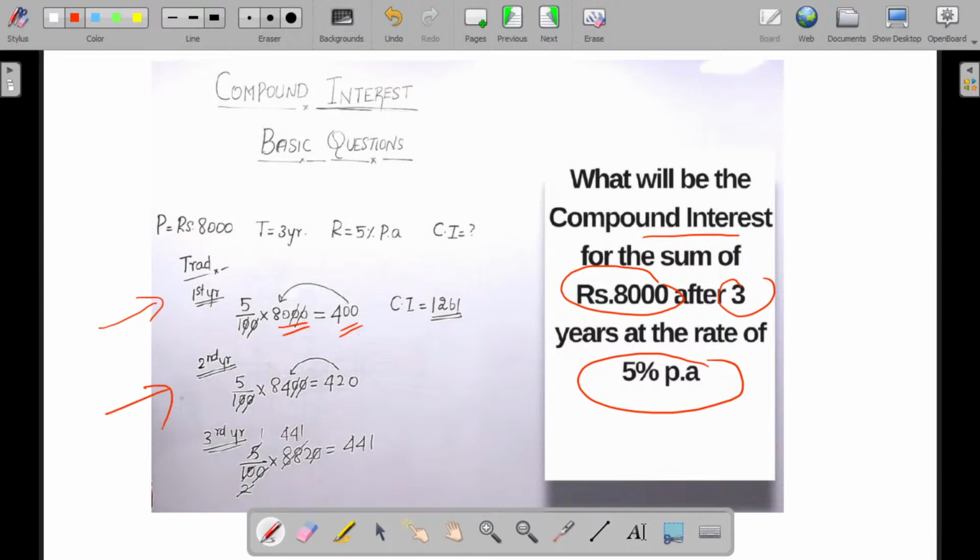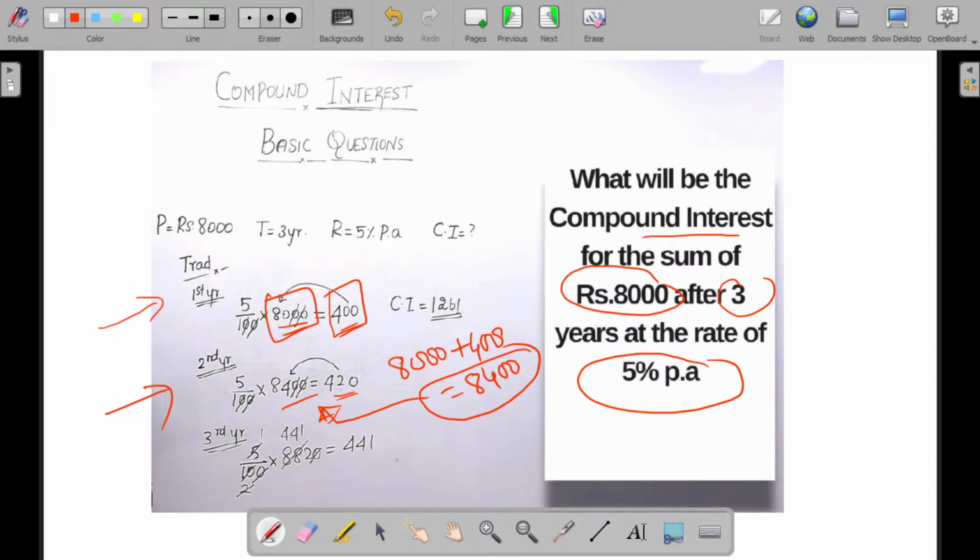In the second year, the principal amount for the first year is 8,000, and the interest is 400. So for the second year, the amount becomes 8,000 plus the interest, that is 8,400. That is your principal amount for the second year. We are calculating interest pay interest. So in the second year, 5% of 8,400 is 420.